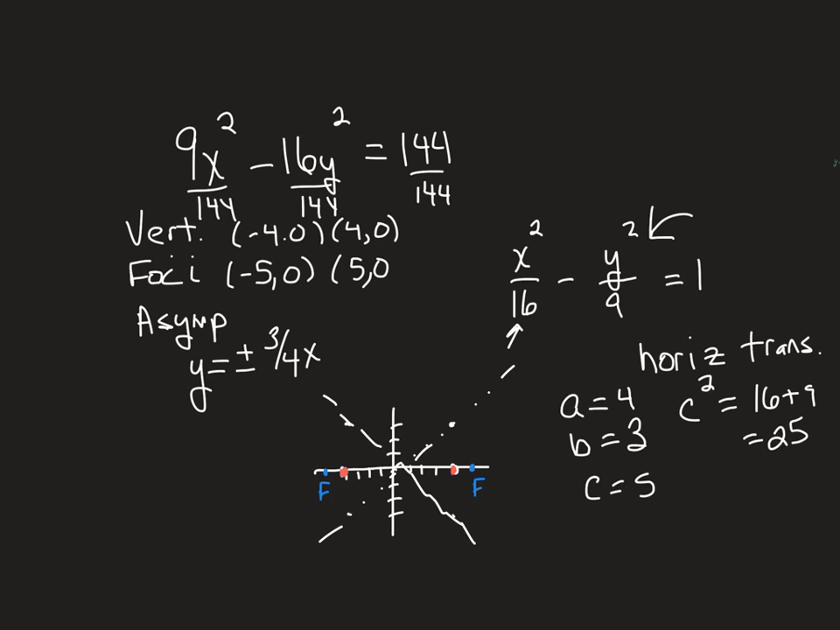It's easier to do this on your paper than it is to do it on the iPad. Okay, we'll just graph it in blue. From the vertices, I'll approach the asymptotes. And there we have our graph.